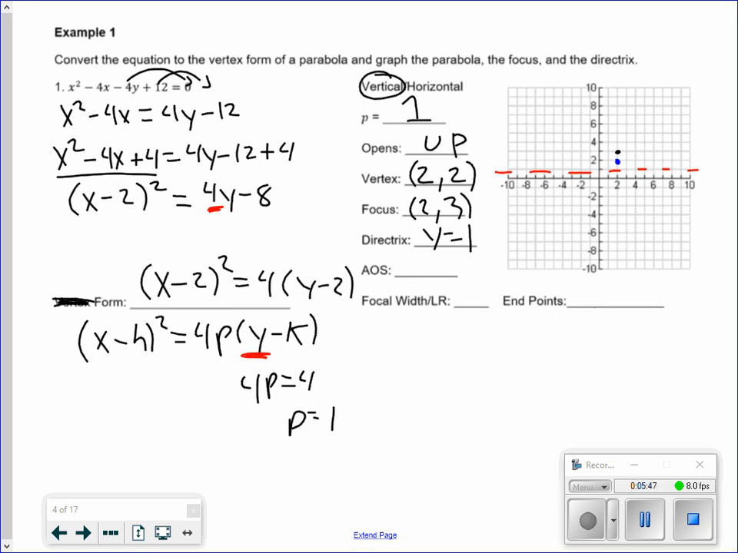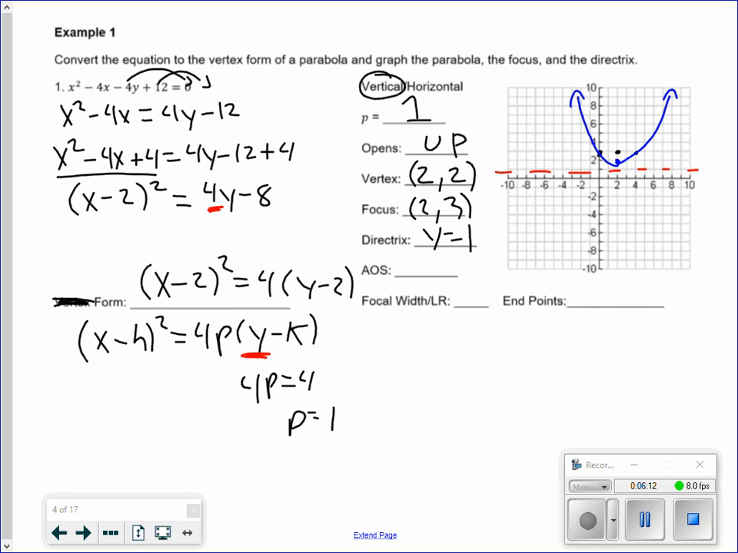The axis of symmetry, well, actually before we go to axis of symmetry, let's go ahead and finish up our graph. So from here, we go 2 p-values to the right and 2 p-values to the left of the focus, or in other words, 2 to the right, 2 to the left, and our parabola will look something like that. Not the prettiest parabola, but it's going to look something like that.